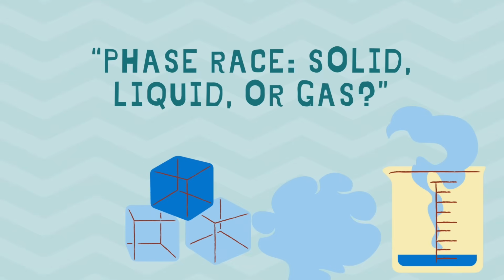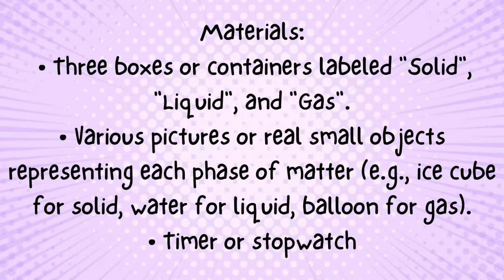So we have here phase race: solid, liquid, or gas. So of course, for materials, you need to prepare 3 boxes or containers labeled solid, liquid, and gas, various pictures or real small objects representing each phase of matter. So for example, ice cube for solid, water for liquid, and balloon for gas. And then timer or stopwatch.